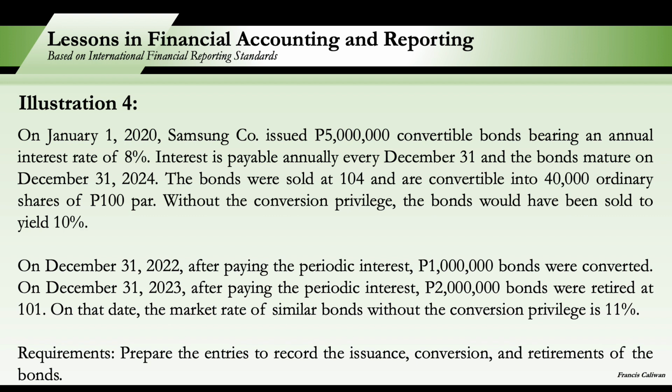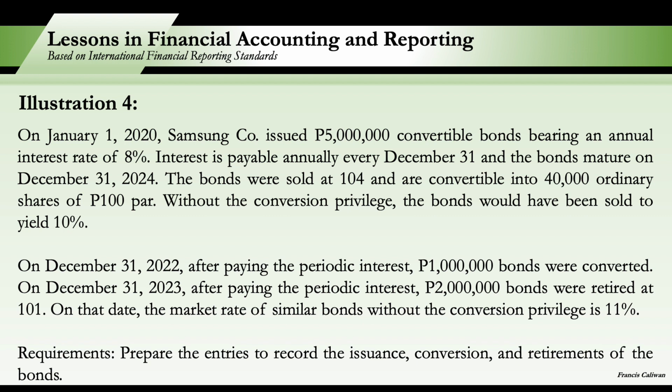And now for our last illustration. So on January 1, 2020, the company issued 5 million convertible bonds bearing an annual interest rate of 8%. Interest is payable annually every December 31, and the bonds mature on December 31, 2024. The bonds were sold at 104 and are convertible into 40,000 ordinary shares of 100 par. Without the conversion privilege, the bonds would have been sold to yield 10%.